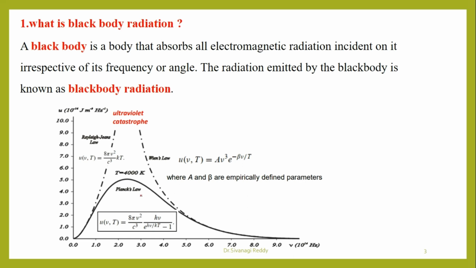In the black body radiation diagram, whatever is experimentally observed, Rayleigh and Wien tried to fit theoretically based on classical mechanics but were not able to do so. Then Planck introduced Planck's law, and then he was able to explain it.